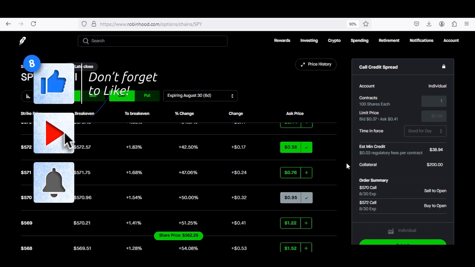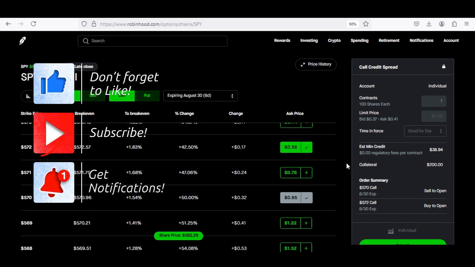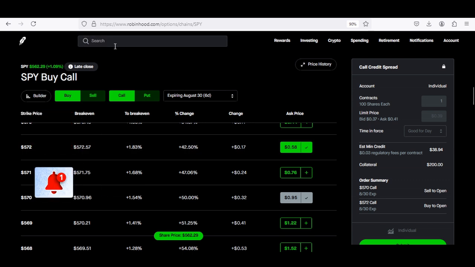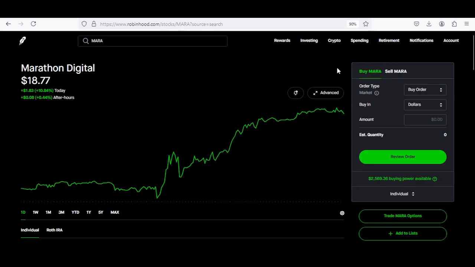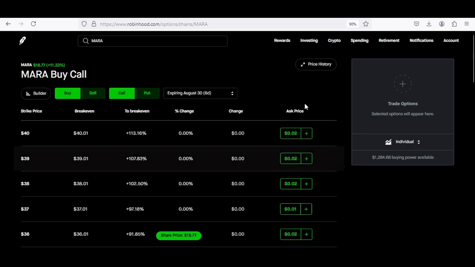Now, I'm going to show you another option strategy to use if you're trading with a small account. Okay, so for our second strategy that can be used if you're trading with a small account, we're going to be using Marathon Digital, ticker MARA. So let's go ahead and trade MARA options.